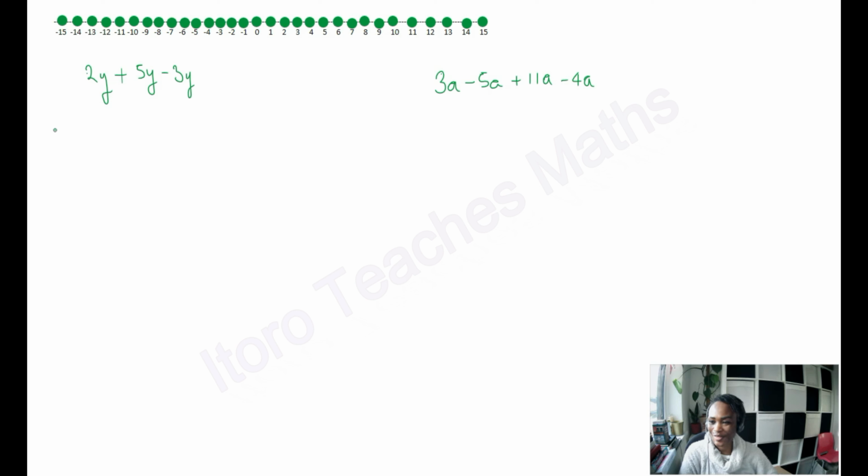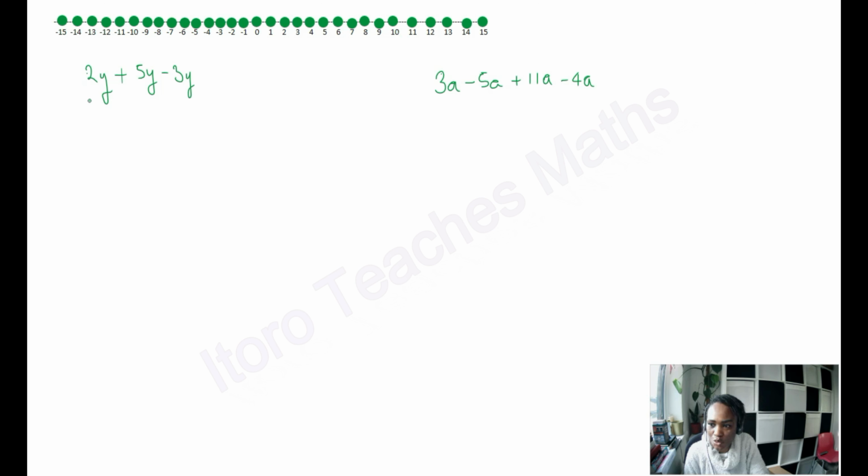Okay, so today we're going to solve some more algebraic equations. So first of all, we have 2y plus 5y minus 3y. And if you notice, because these all have y's in them, they're all the same. So we call this like terms. And when we see like terms, it means we can just reduce it down to one of them. So right now there's three of them.